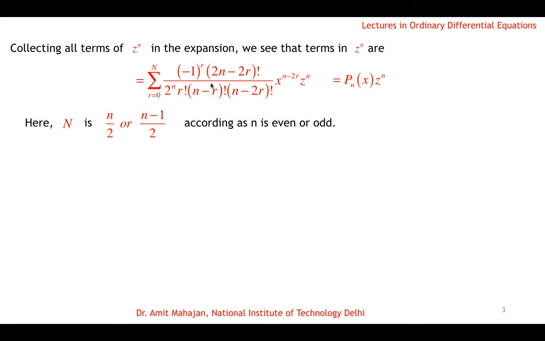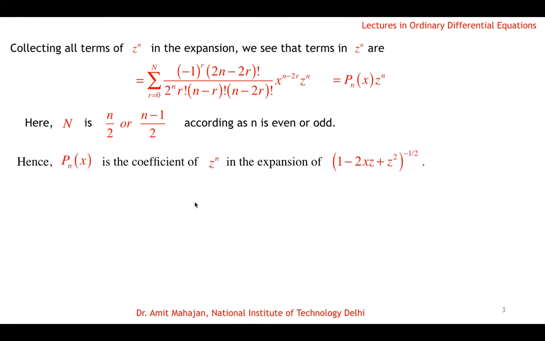Because this summation is already known by the name Pn(x), we can write this as Pn(x) z power n. So we immediately see that Pn(x) are the coefficients of z power n in the expansion that we used. That proves our formula for the generating function, that is, this function is the generating function for the Legendre polynomials.